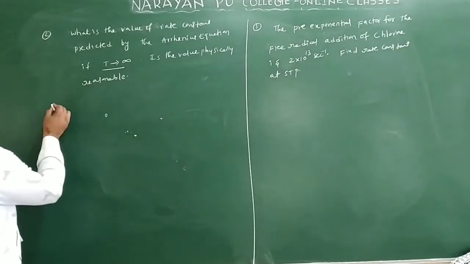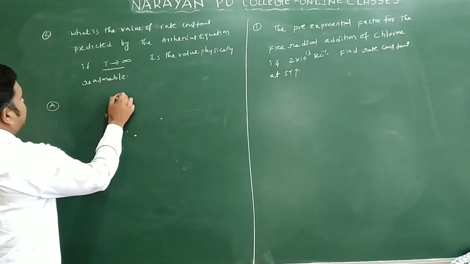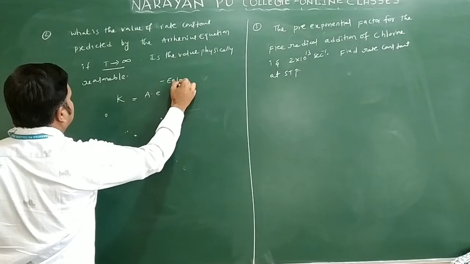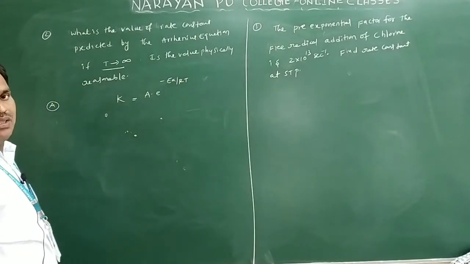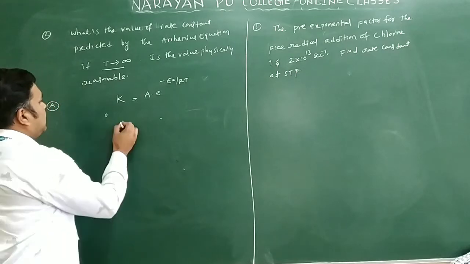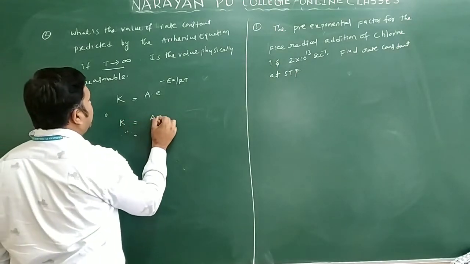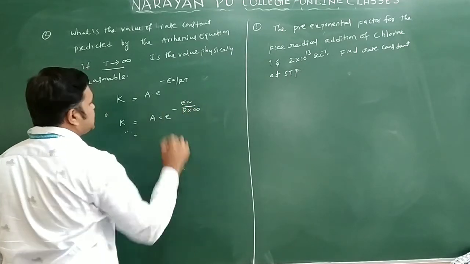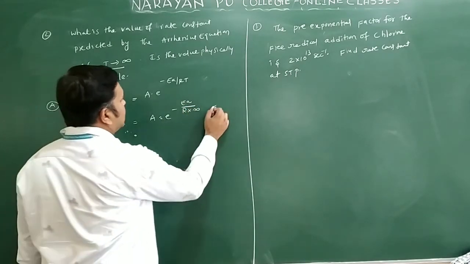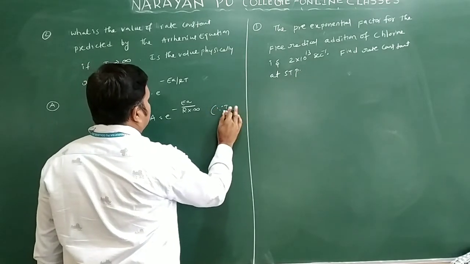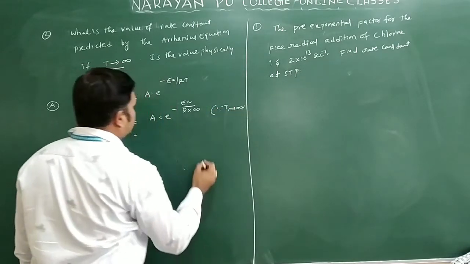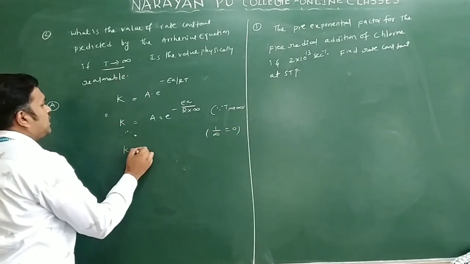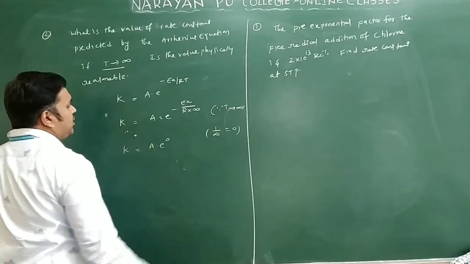You already know the Arrhenius equation: K is equal to A into e power minus EA by RT. So here K is equal to A into e power minus EA by R into T, and T reaches infinity. You know what is the value of 1 by infinity? 0. So K is equal to A into e power 0.